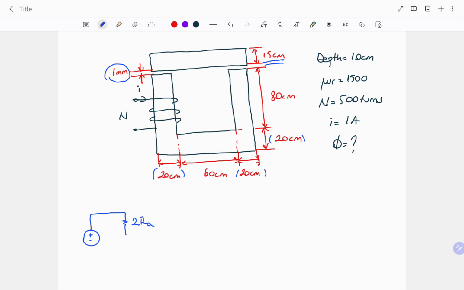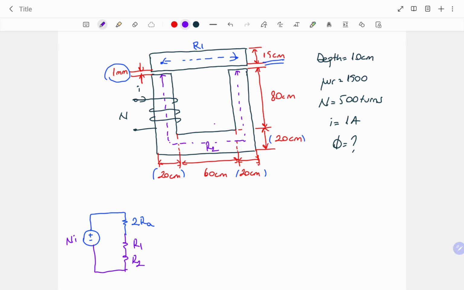Then we have the small part. For the top leg, we should define another reluctance, let's call it R1. And we have one more for the big part, which has 20 centimeter width, and it can be R2. So in the magnetic circuit, we need to draw two more reluctances to represent R1 and R2. And our magnetomotive force value will be N times I.